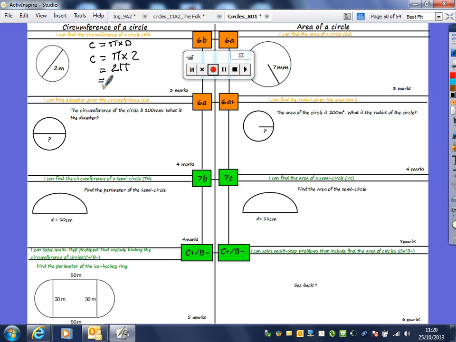what? Hands up, please. Oliver. 6.28 meters. Okay? Happy with that one?